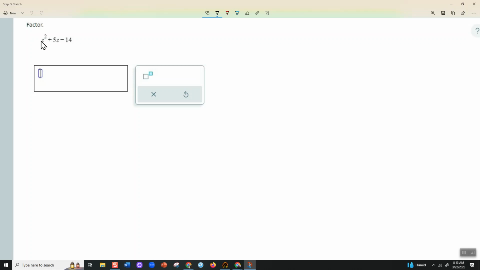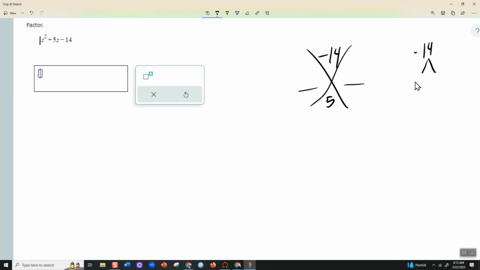First, we're going to do whatever the a term is, which is 1 here, times the c term, negative 14. So I got negative 14, and I need to find the 2 numbers here and here that add up to the b term, 5. So what are the factors of negative 14?